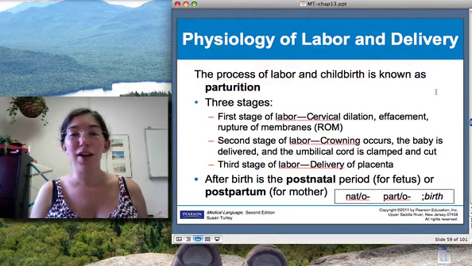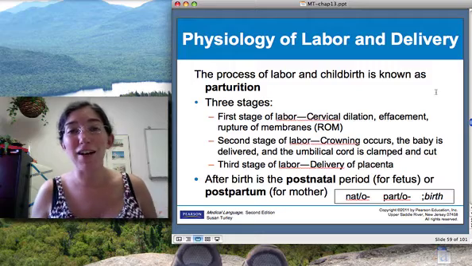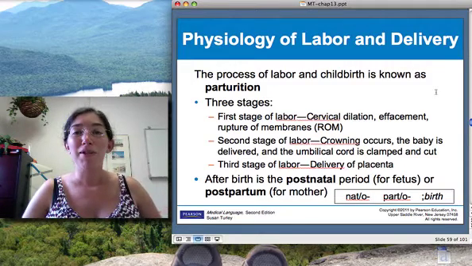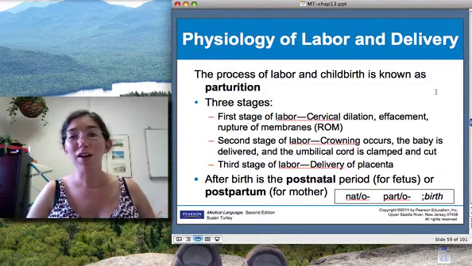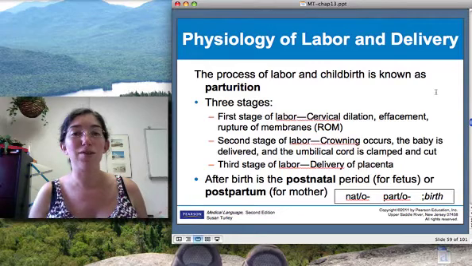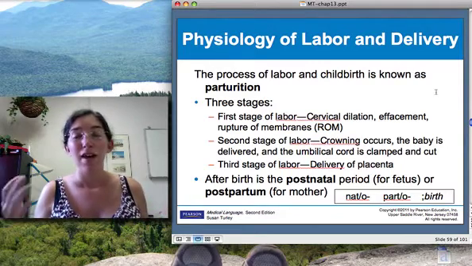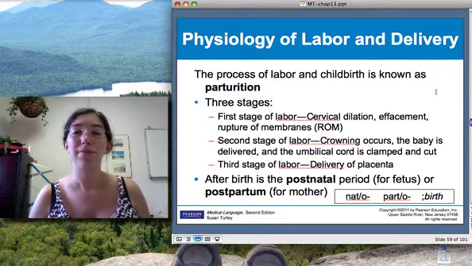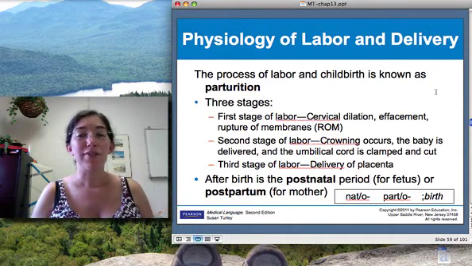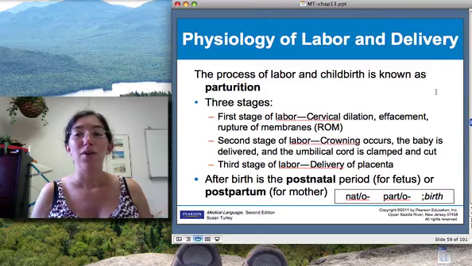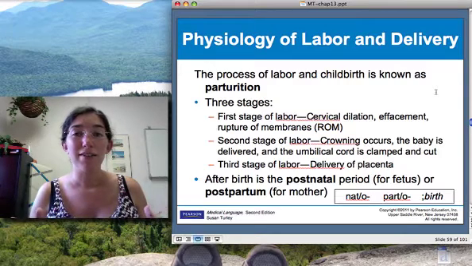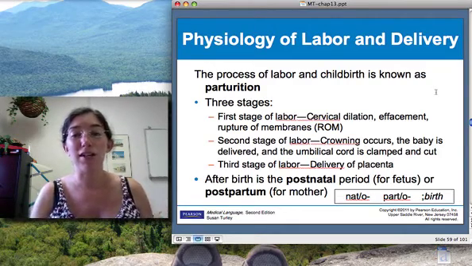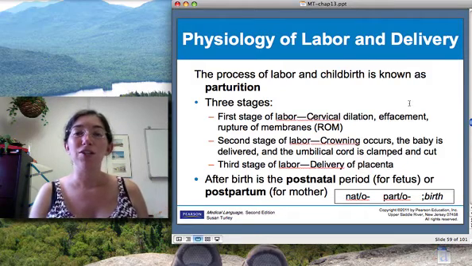Once the third trimester ends, obviously at labor. But labor is typically a long process, and it's divided into 3 parts. And the medical term for labor, by the way, is parturition. So there's 3 stages of labor. The first stage is when the cervix dilates, where you get cervical dilation and effacement.